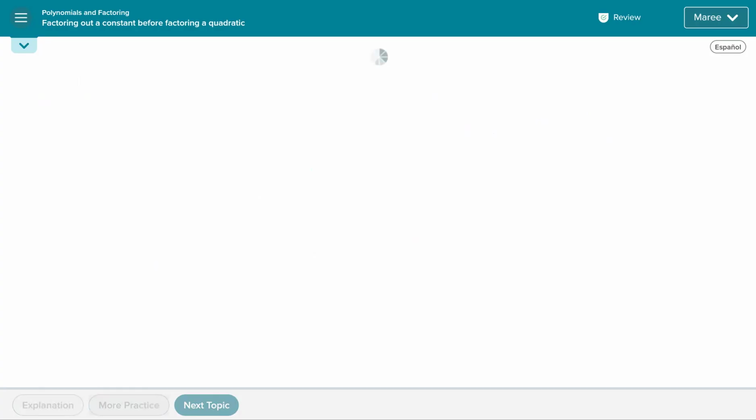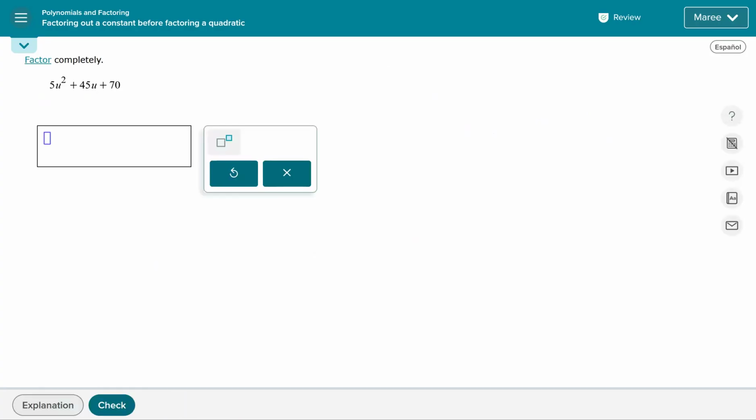Let's do another one. Okay, so it looks like 5 goes into all these numbers. So we'll pull out a 5. We'll have u squared minus 9u plus 14. Better double check that. 14 times 5 is 70. Okay, good. Now I'm going to type my 5 in. Like I said, that's just a cautionary tale for me.